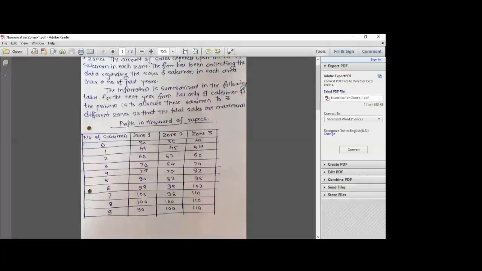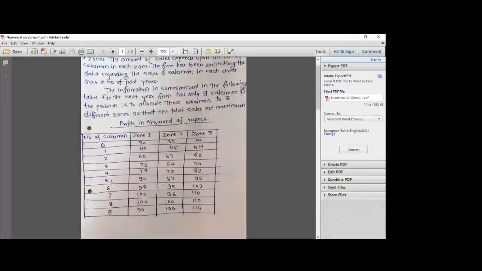So what they have to decide is, in each zone, how many salesmen should be allocated so that the total sales are the maximum. If the total sales are maximum, it particularly means that the profit is also the maximum. So they are trying to identify the number of salesmen to be allocated in each zone to maximize their profit. Earlier, when we were dealing with the network diagram, those sorts of numericals were the minimization type of numericals, right?